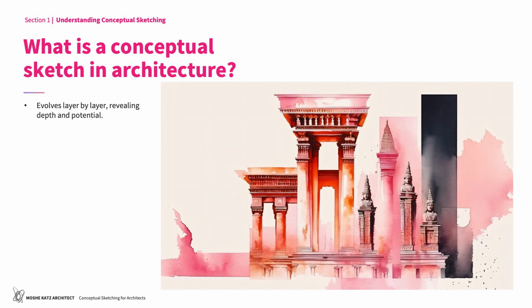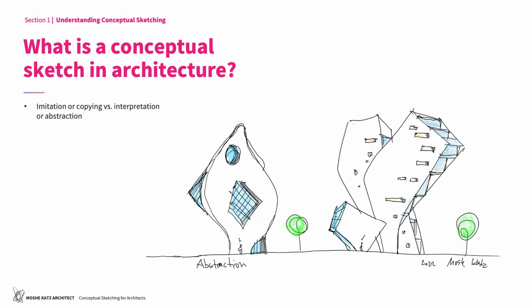While many students and architects don't understand the difference between copying or imitation and interpretation, this is very important for us to understand before we start sketching concepts in architecture. When we imitate or copy a work, we usually stay in the same level and the same shapes and the same structure of the origin image. Our sketch would look exactly the same as the origin view.